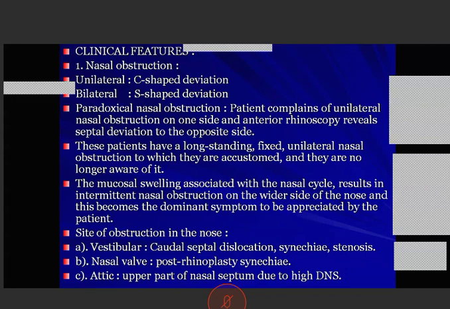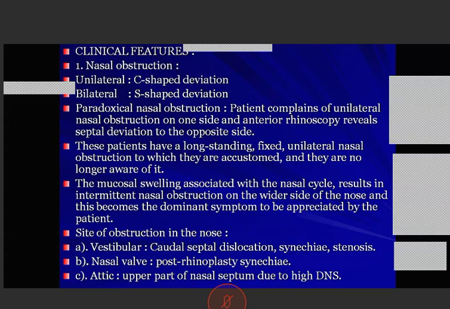We ask, are you getting any obstruction on the right, where the deviation is onto the right? He says, no, I can breathe properly on the right. On the left, I'm having obstruction. That is called paradoxical nasal obstruction. So what is paradoxical nasal obstruction? The patient complains of unilateral nasal obstruction on one side, and anterior rhinoscopy, when you examine, reveals that the septal deviation is onto the other side.